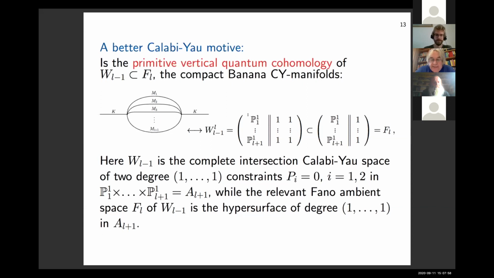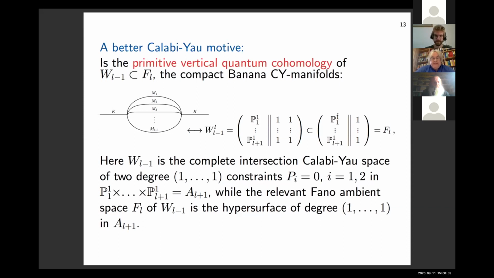So what is it? It is a bunch of P1s, actually a product of L plus 1 P1s. And in these P1s, you have one hypersurface constraint, which is of degree 1 in every coordinate of the P1. And then a second one, which is also of degree 1 in every coordinate of the P1. And by the adjunction formula, you will easily see that it's a Calabi-Yau. And moreover, it is embedded into a Fano variety, which has positive Chern class, which is obtained by just leaving away one of these constraints. And this I will call F_L in the talk.